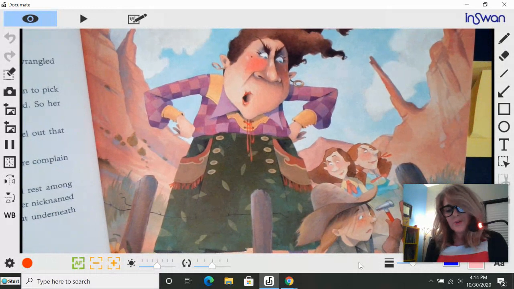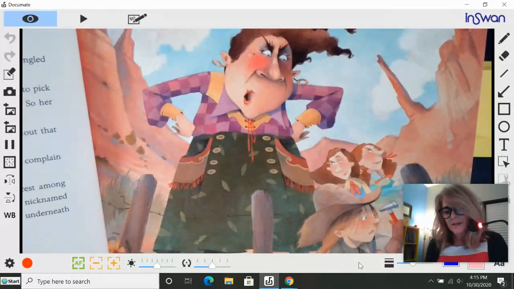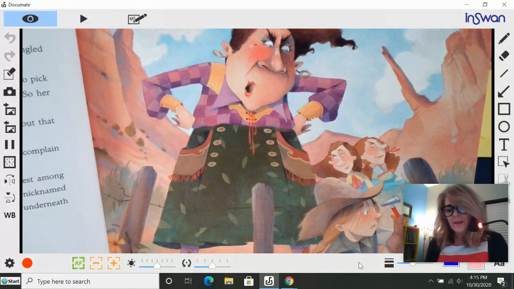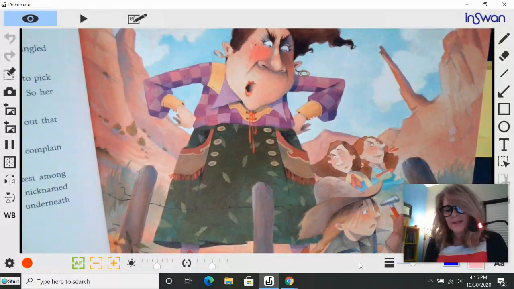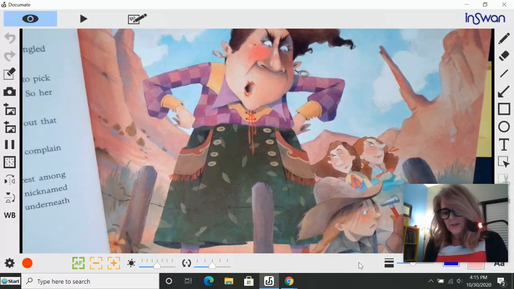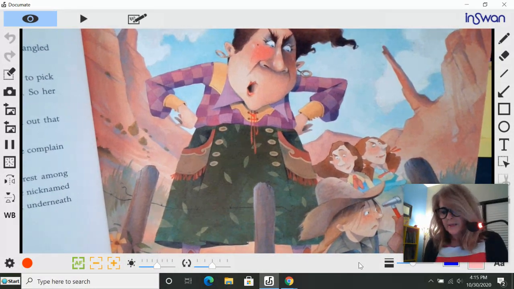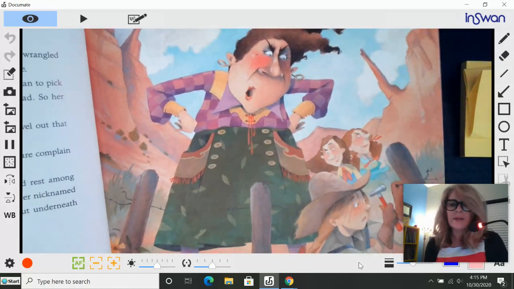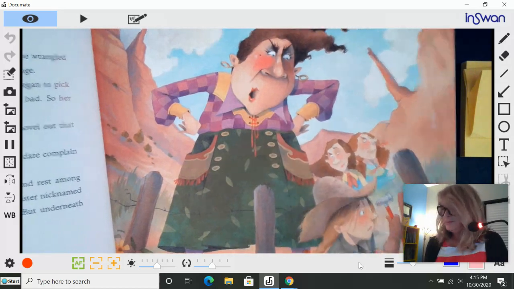When her chores were done, the poor girl used to sit down and rest among the ashes and cinders at the edge of the fireplace. So her older stepsister nicknamed her Cinder Bottom. The younger sister called her Cinderella, but underneath her dirty old clothes, Cinder Ellen was still as pretty as a peach.